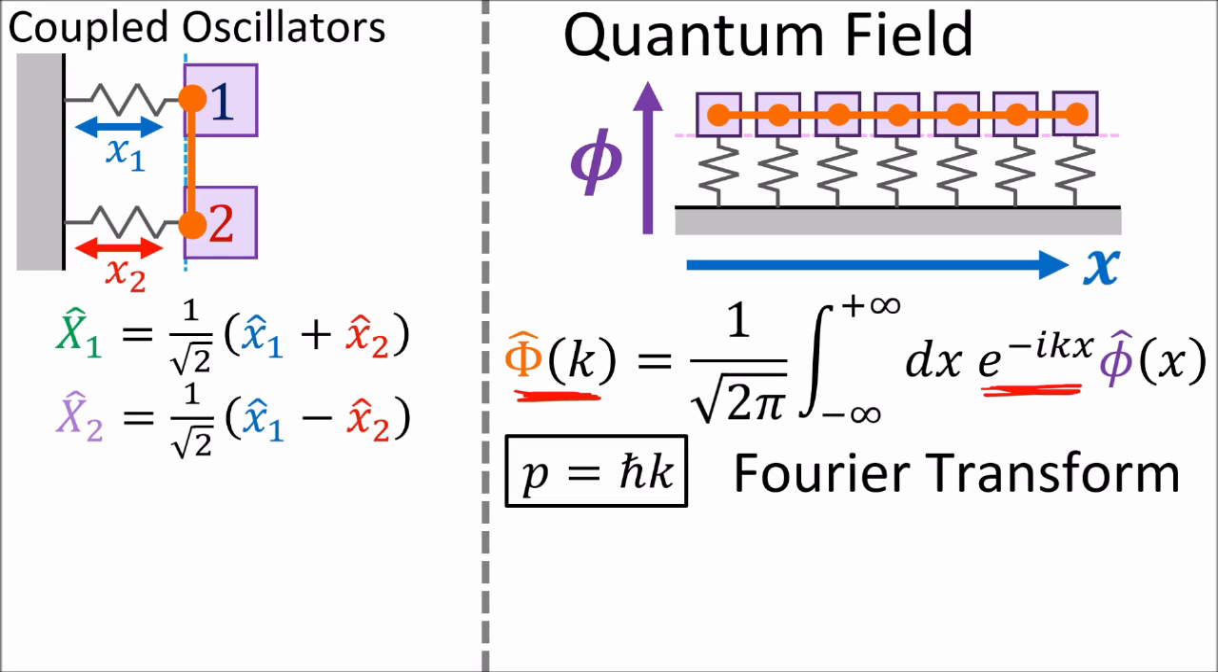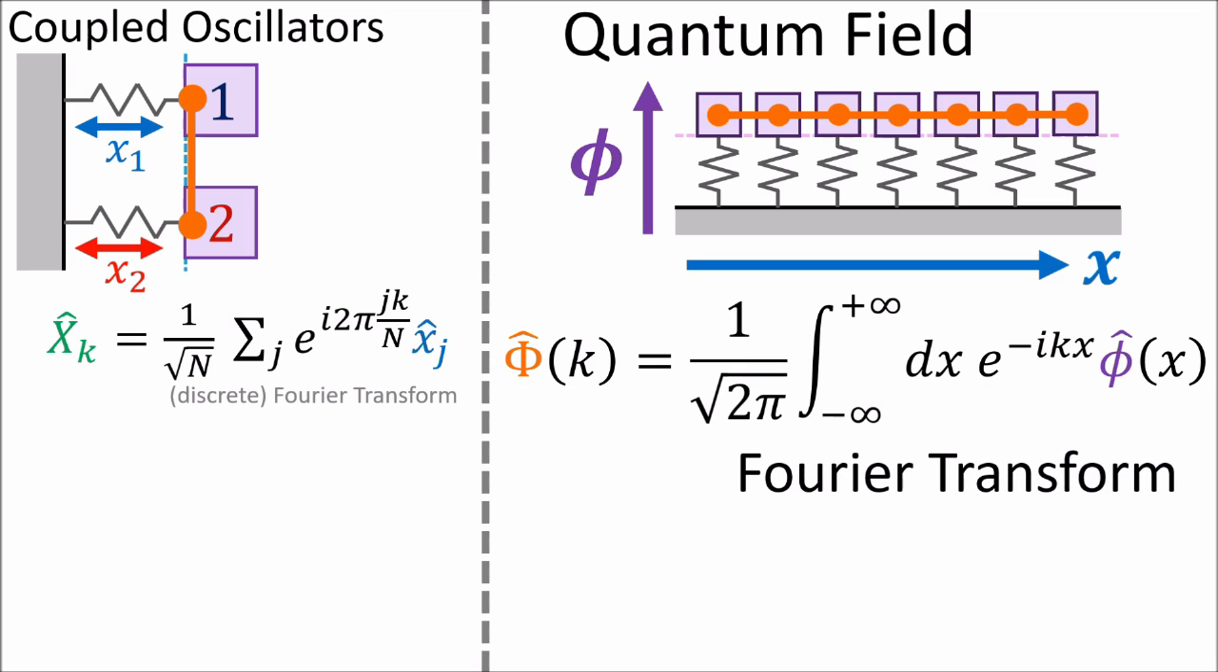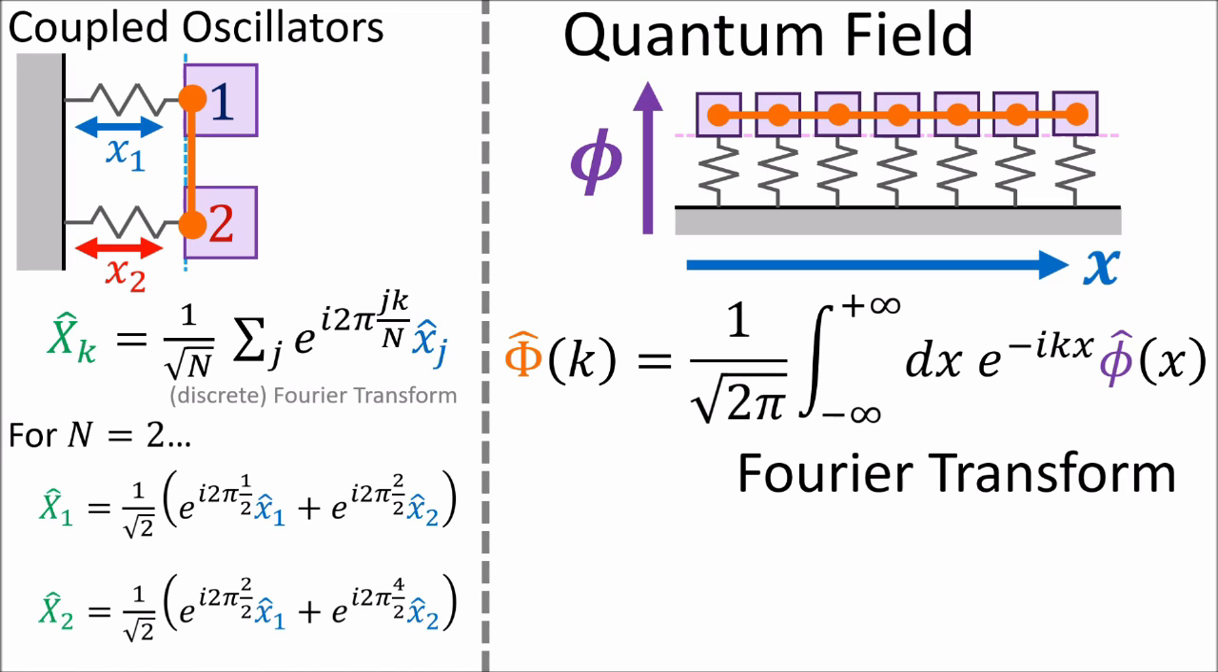This transformation between operators for individual oscillators and operators for entire normal modes is the Fourier transform. The transformation between small x and big X in the coupled oscillators was also a Fourier transform, but this is less obvious since there were only two terms in the sum, which gives coefficients of +1 and -1.